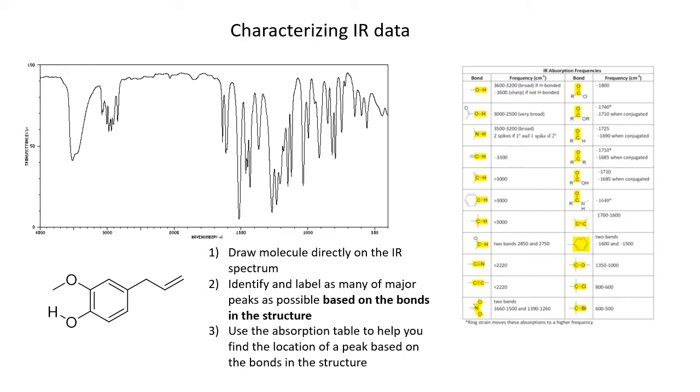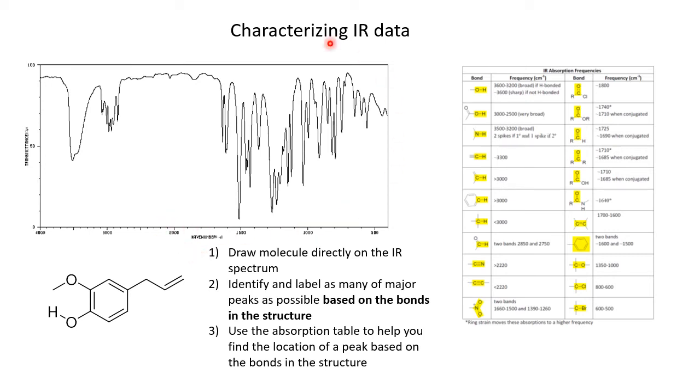You will often be asked to characterize the IR data that you collect in lab. So in several of the experiments this semester, you're actually going to make a molecule, and then once you make it and purify it, you're going to go and take an IR spectrum using the IR machine in the lab. So once you have that data, I will ask you to analyze it, and that's what I mean by characterizing the data. So there's a few simple steps to follow in order to characterize it properly.